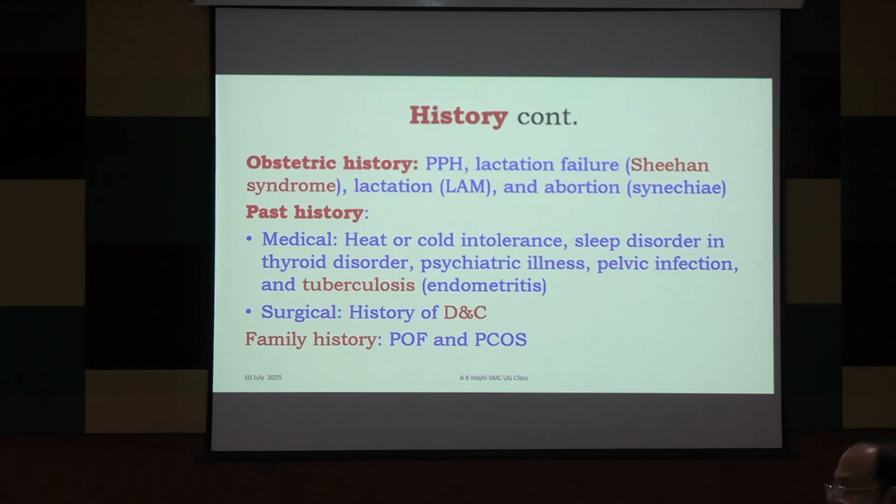There may be heat or cold intolerance, sleep disorder in thyroid, psychiatric illness, pelvic infection, and tuberculosis. History of tuberculosis in our country. Surgical history of the DCM. And family history: sometimes premature ovarian failure or premature ovarian insufficiency may run in the family.